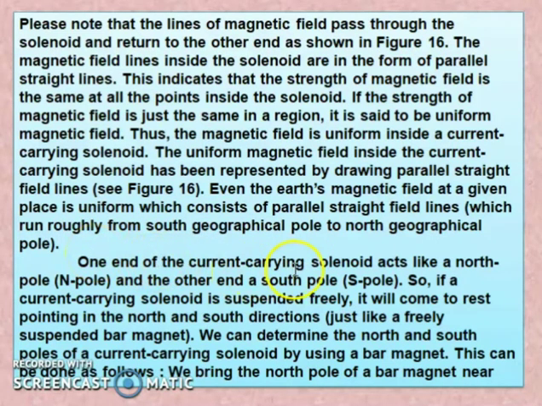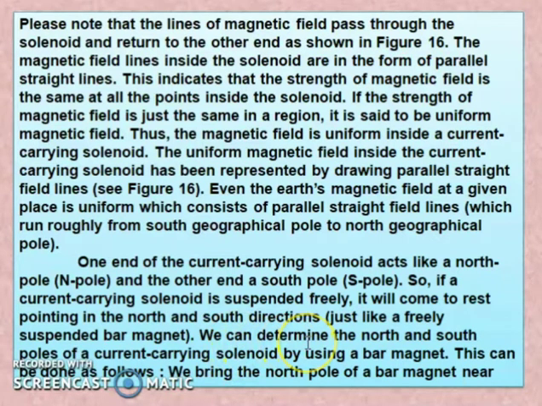which runs roughly from the south geographical pole to the north geographical pole. One end of the current carrying solenoid acts like a north pole and the other end acts as a south pole. So if a current carrying solenoid is suspended freely, it comes to rest pointing in the north and south direction, just like a freely suspended bar magnet.